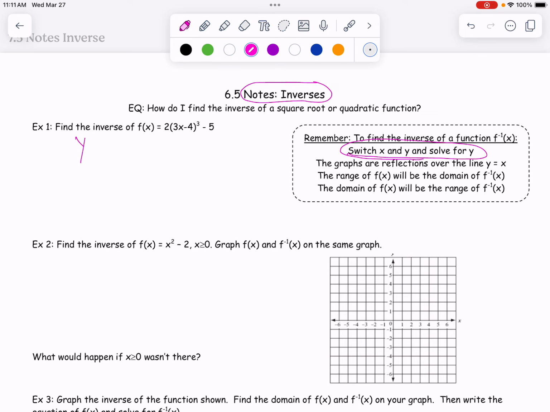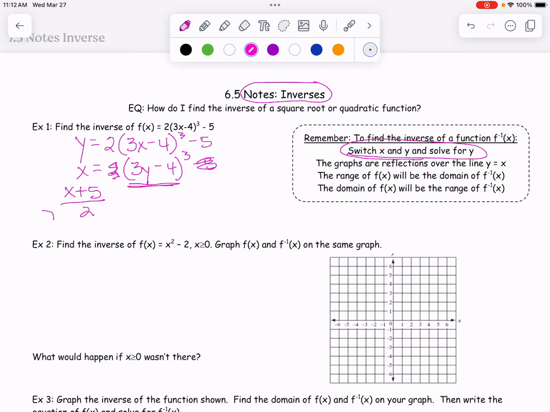So if I do that, I started out with this equation, and I'm going to switch my x and my y. I am not going to do anything else to my equation. And I'm going to solve for my y. So I have to get that y by itself. So first thing I'm going to do is I'm going to move 5 over. Second thing I'm going to do is I'm going to divide by 2. So now I have this equation left on the right.